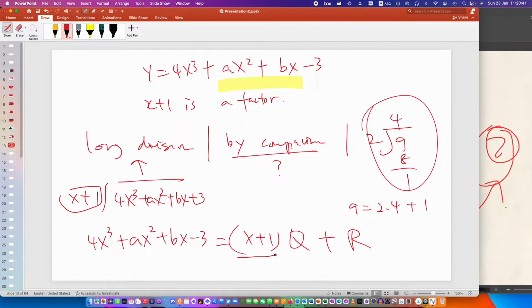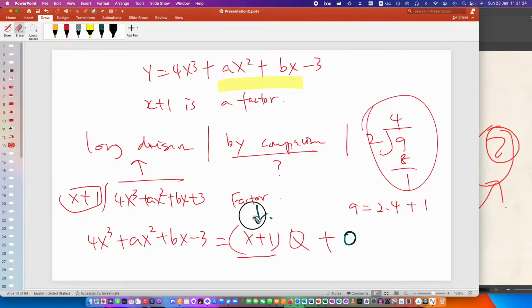So now ask yourself a question. It says this is a factor. So if this is a factor, what's going to happen to your remainder? Oh, 0. Okay, very good. So this is the understanding. But you don't assume the remainder is 0 without the question saying so. So always write R first, and if you have more information about R, then you put the value to the R. Sometimes the remainder will be 1. So it depends.